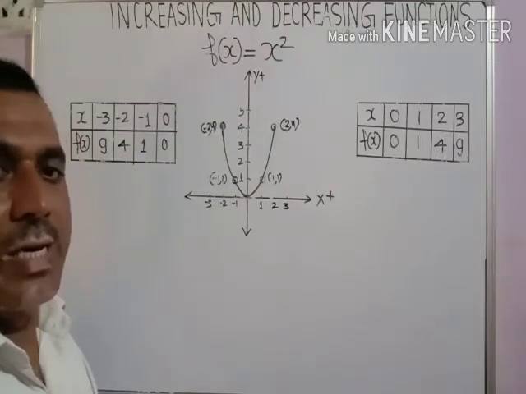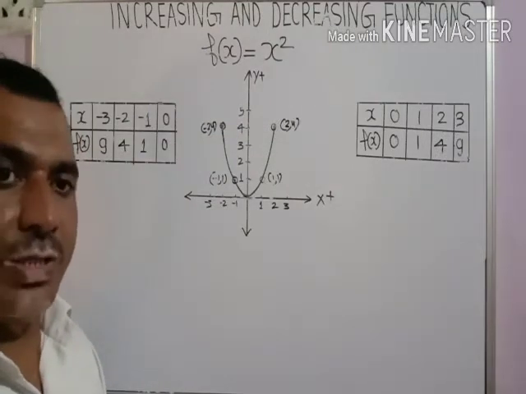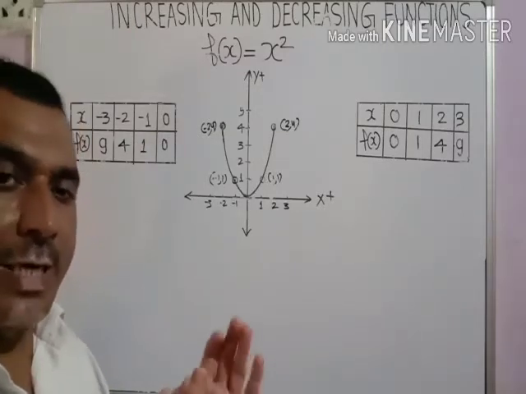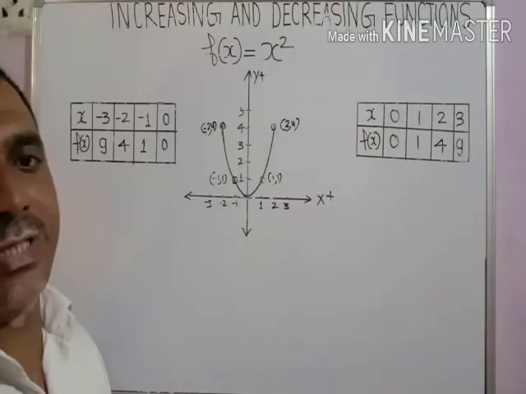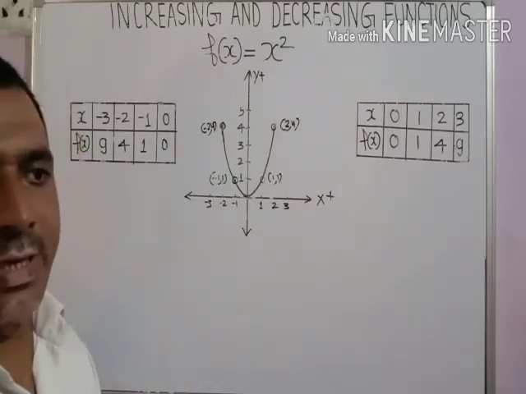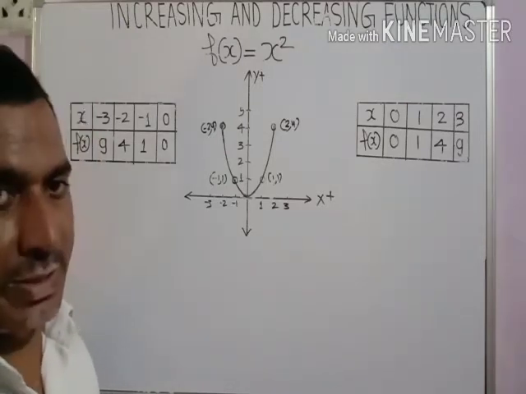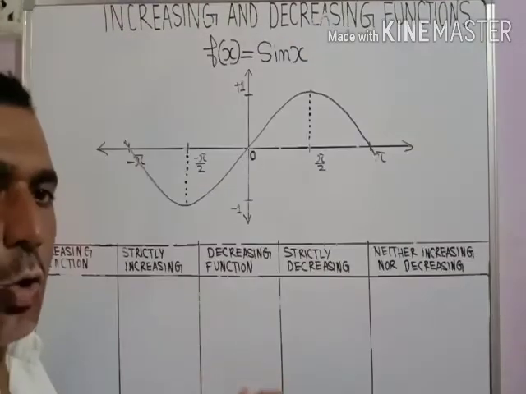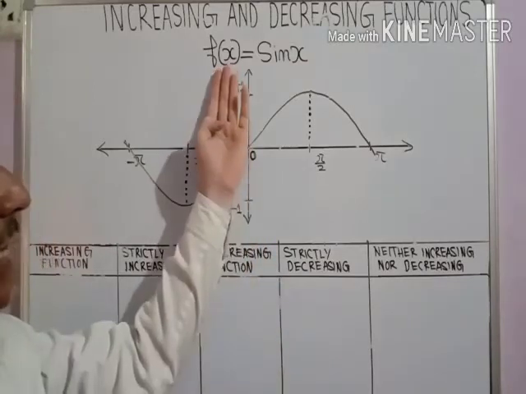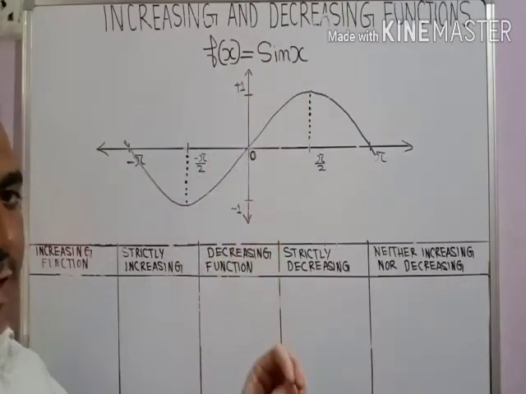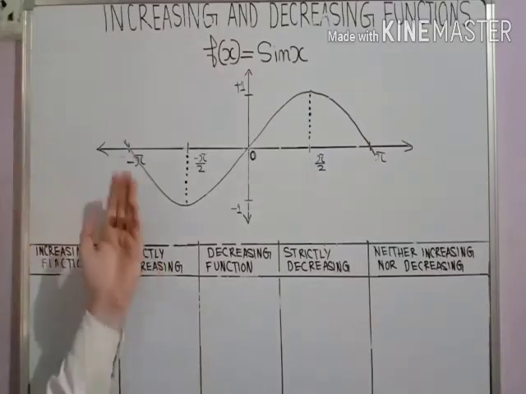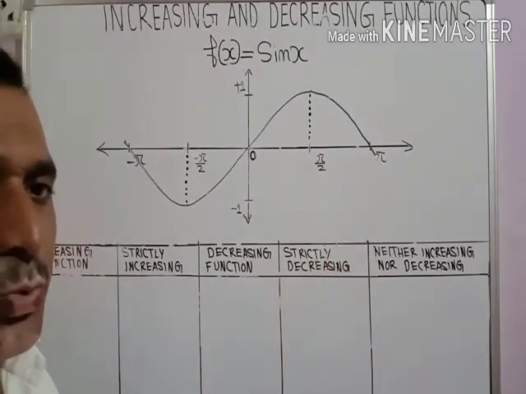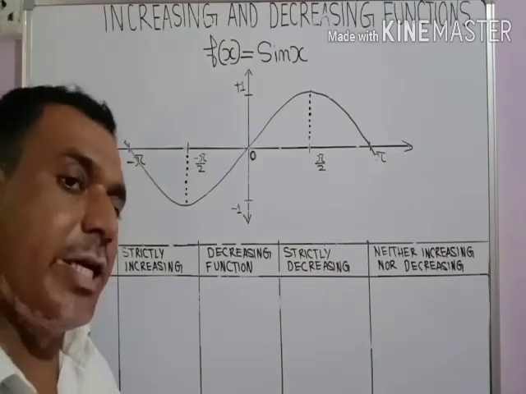Now let us discuss the case of increasing and decreasing function on intervals. It means increasing function, strictly increasing, decreasing function, strictly decreasing, and neither increasing nor decreasing. So let us discuss with the help of one example. Now I have taken the function f of x equals sin x, and I have taken one part of the graph of this function from minus pi to pi. And here if I ask you, is it an increasing function or a decreasing function?